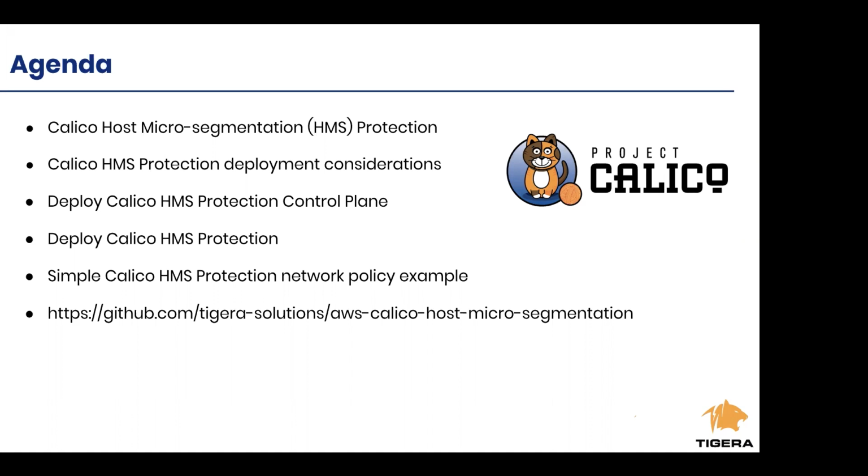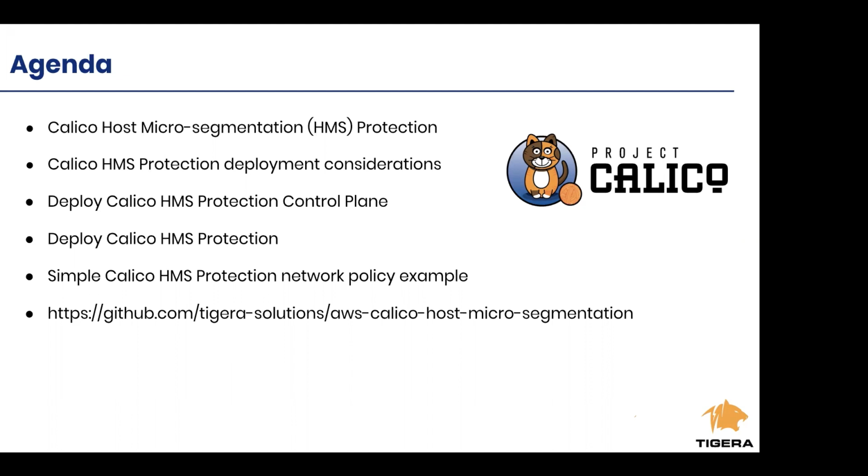Some of you are probably familiar with Project Calico. Tigera, we are the creators and maintainers of Project Calico. We do network connectivity and network security policy inside of Kubernetes. But we can also use that same capability to apply policy to Kubernetes nodes, but also to VMs outside of Kubernetes. And that's what we're going to be focusing on today.